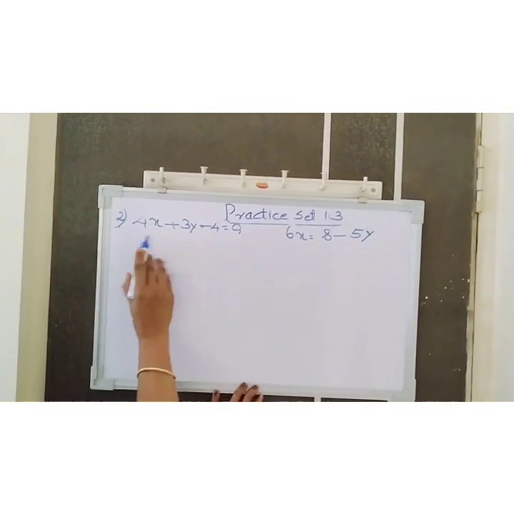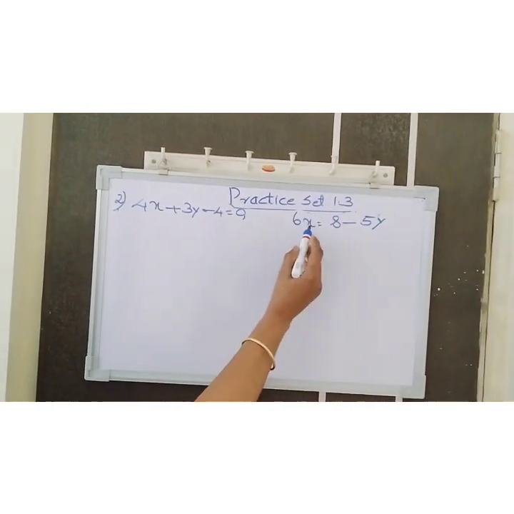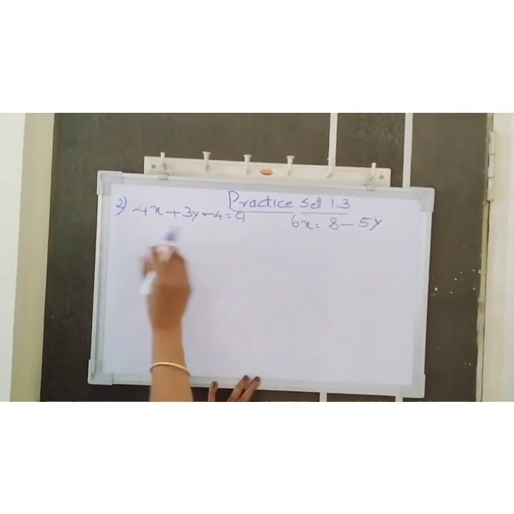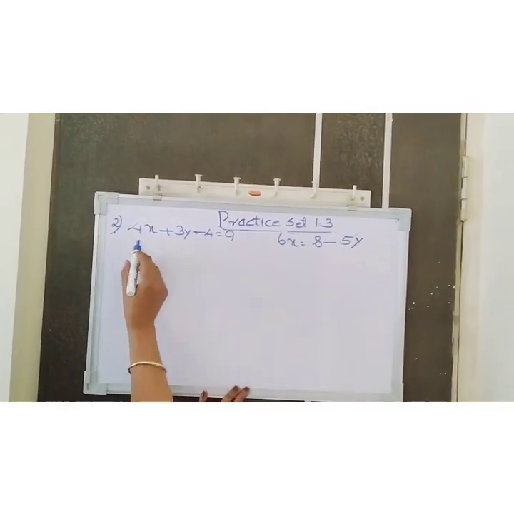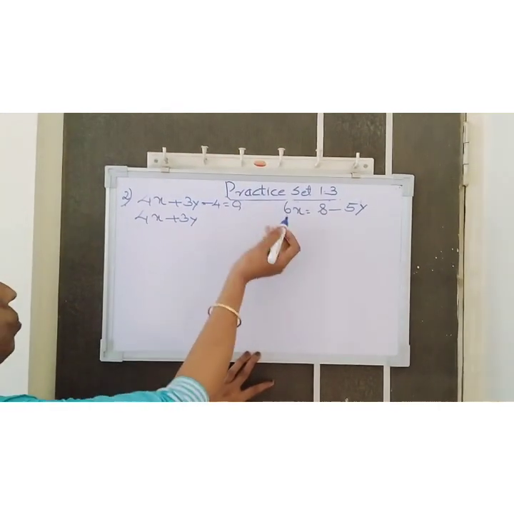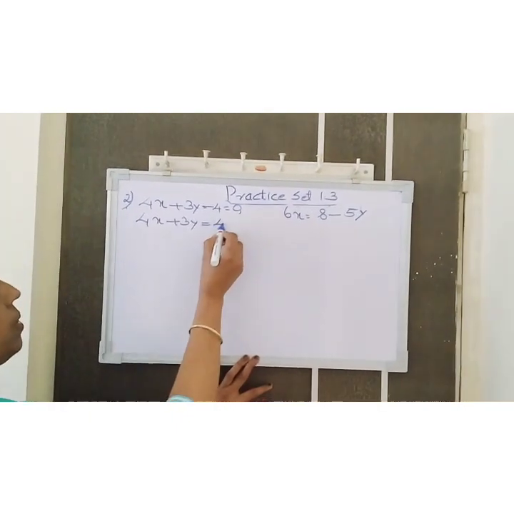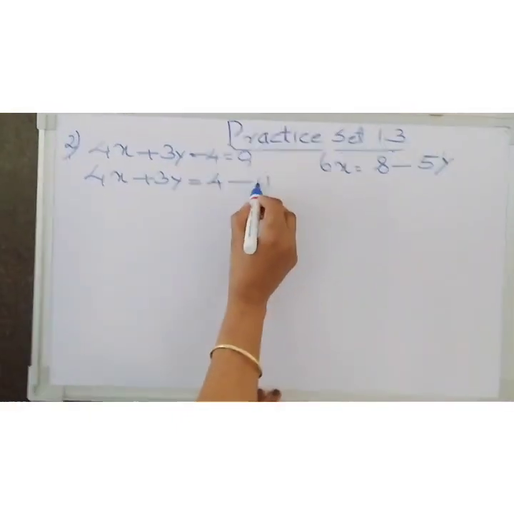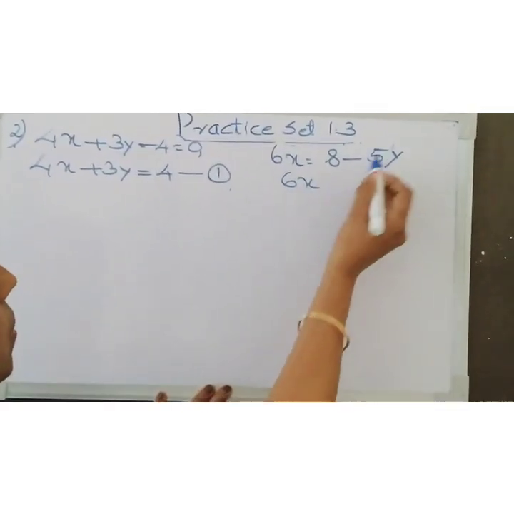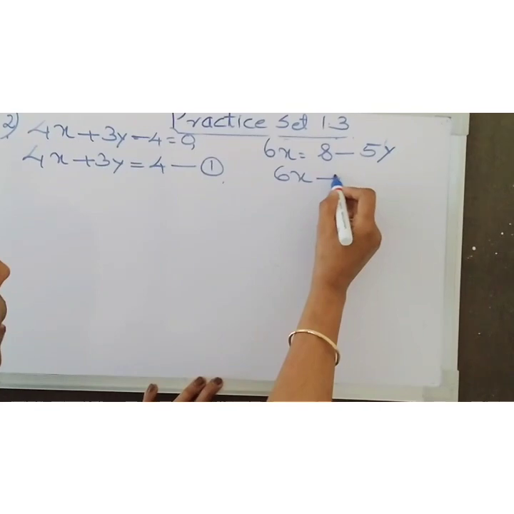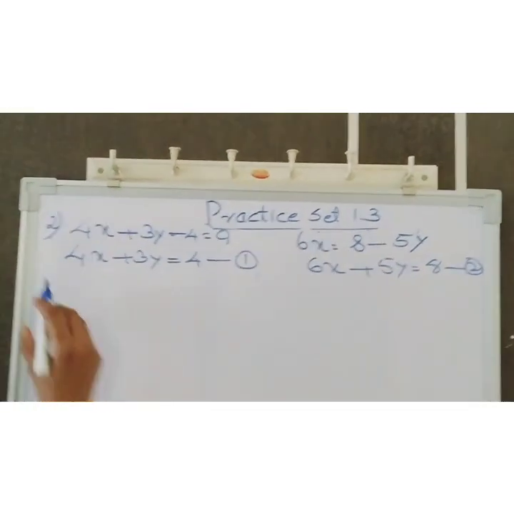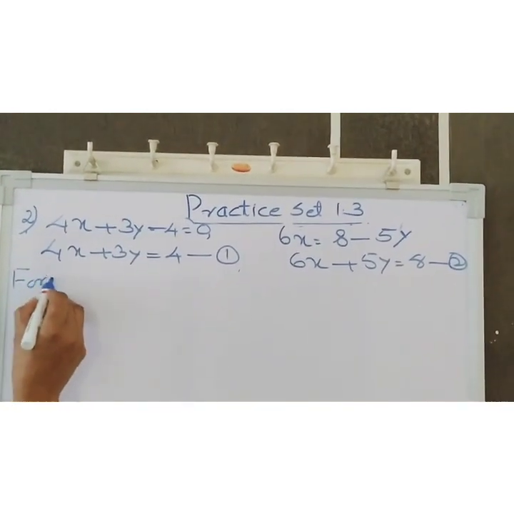Question 2: 4x plus 3y minus 4 is equal to 0 and 6x is equal to 8 minus 5y. Writing the equations in the form of ax plus by is equal to c. Therefore the equation is 4x plus 3y is equal to 4, the minus 4 going to the opposite side with the sign changed. This is equation 1. And this also you have to write in the form ax plus by is equal to c: 6x plus 5y is equal to 8. This is equation 2.